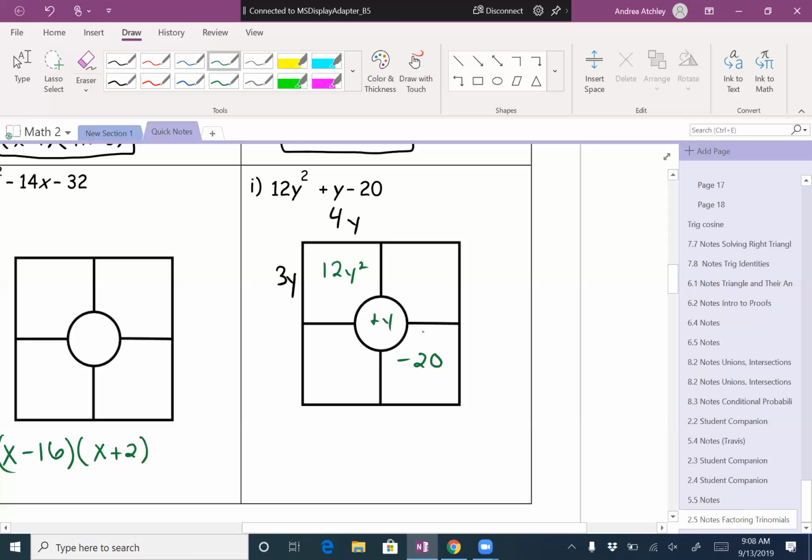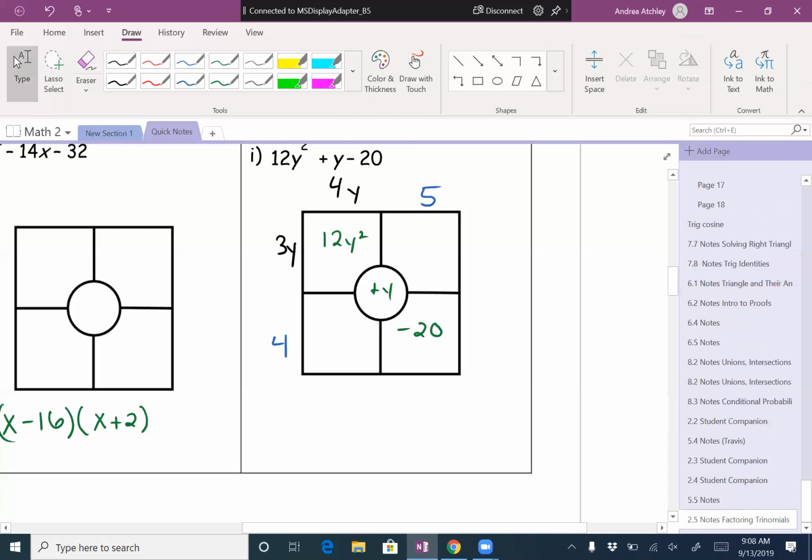So then what would multiply to 20? 5 times 4? Yep. Well, let's see. I don't do the signs until the end, so let's check. 5 times 3 is 15y, and 4 times 4 is 16y.